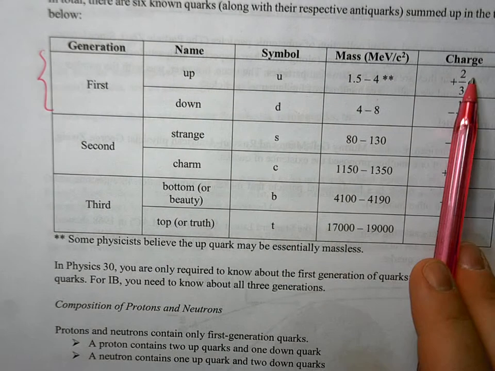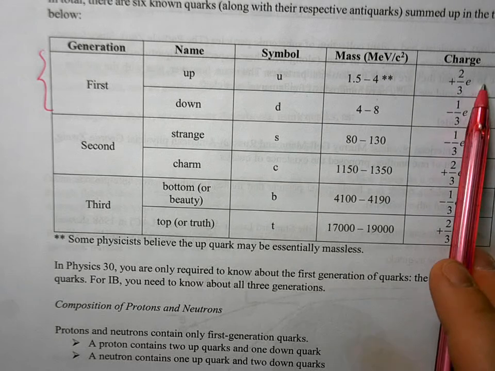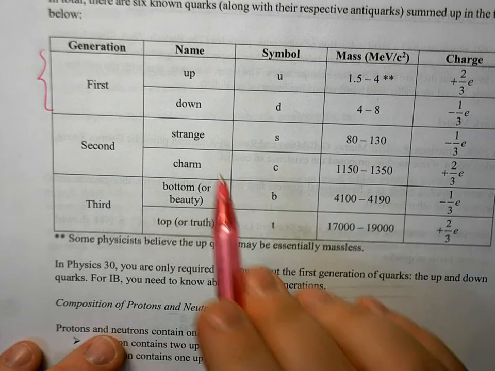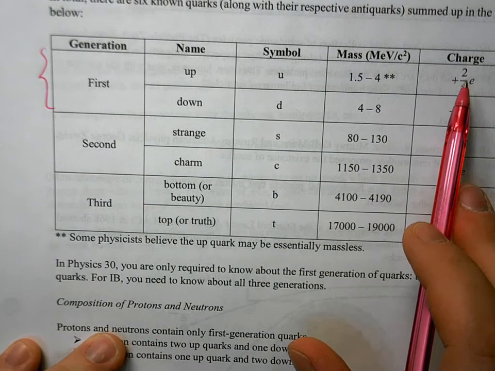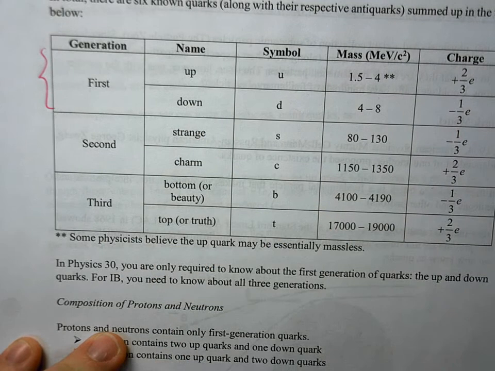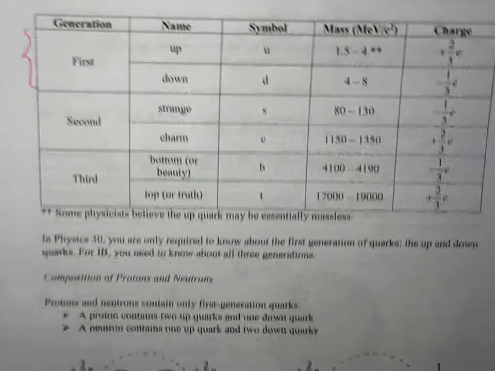So we have the up quark, which has a charge of plus 2/3 e. The down quark is going to have a charge of minus 1/3 e. And then the respective antiquarks: the anti-up antiquark would have a charge of negative 2/3 e, and the anti-down antiquark would have a charge of positive 1/3 e.